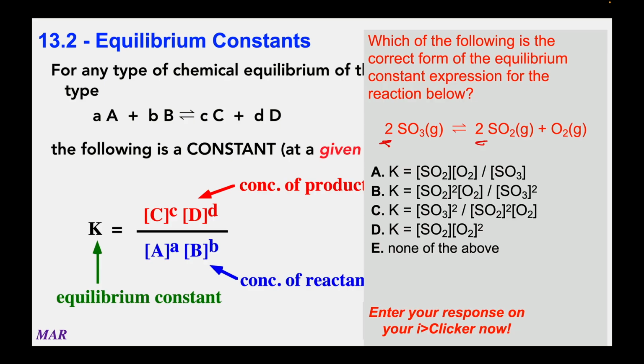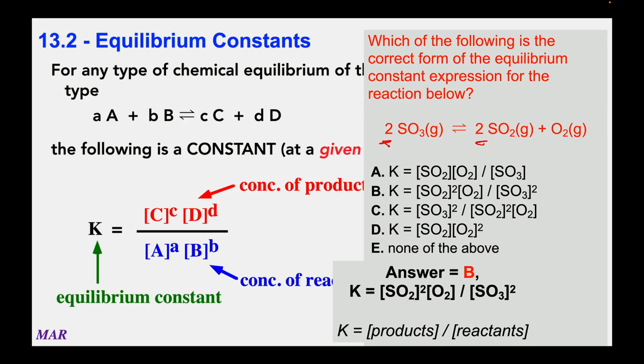So anyway, if you look through those long enough, then you'll see that answer B there has the products, SO2 and O2 in the numerator. It has SO3 in the denominator. But in addition, you're raising the SO2 to the second power because there's a stoichiometry of 2, and the SO3 is being raised to the second power too. So products over reactants, raise all the chemicals to their stoichiometries, good to go.